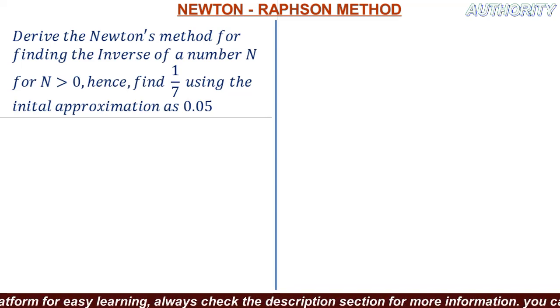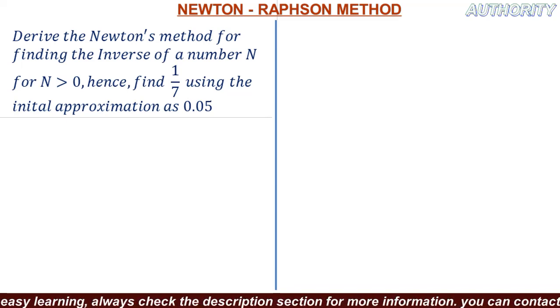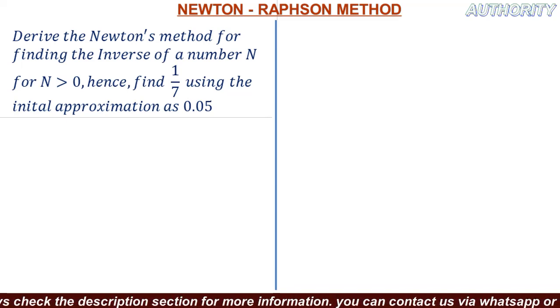Now let's go. We want to see how we can use Newton-Raphson to derive a formula for finding the inverse of a positive number, or 1 all over a number. This is what we want to use Newton-Raphson to do. Please pay attention. It's very simple. Let's see what we have to do.